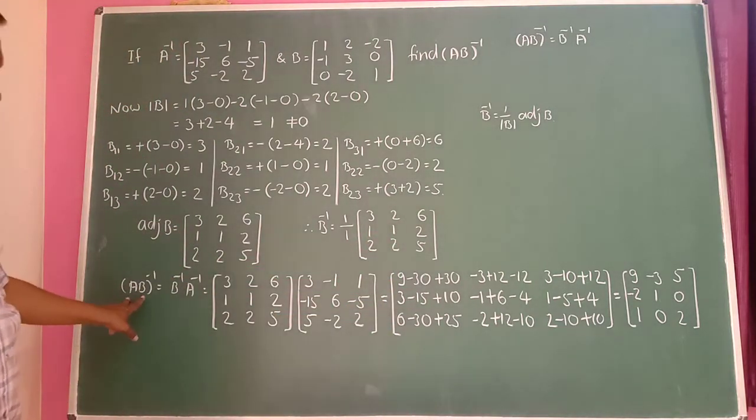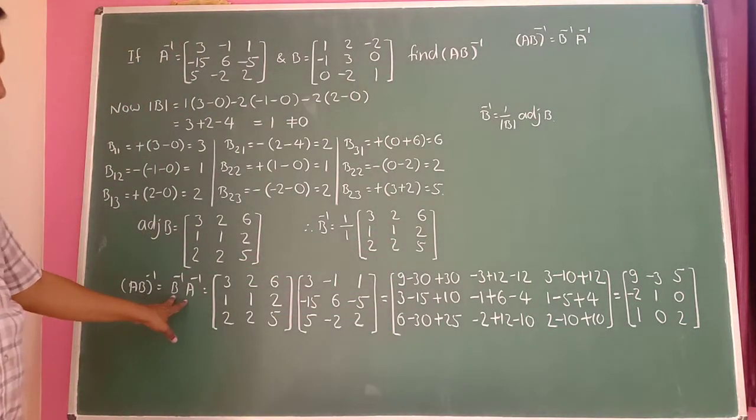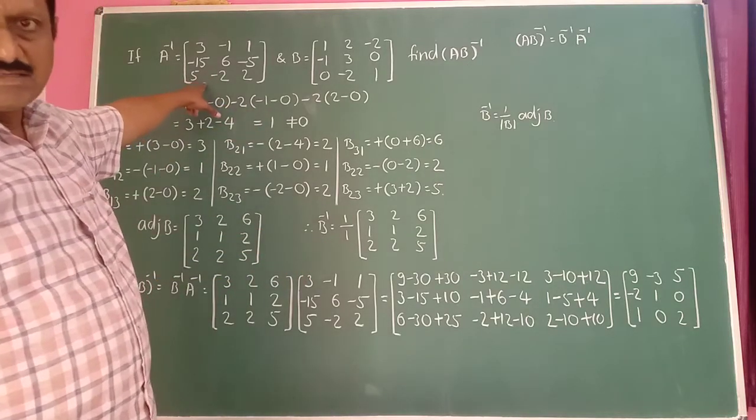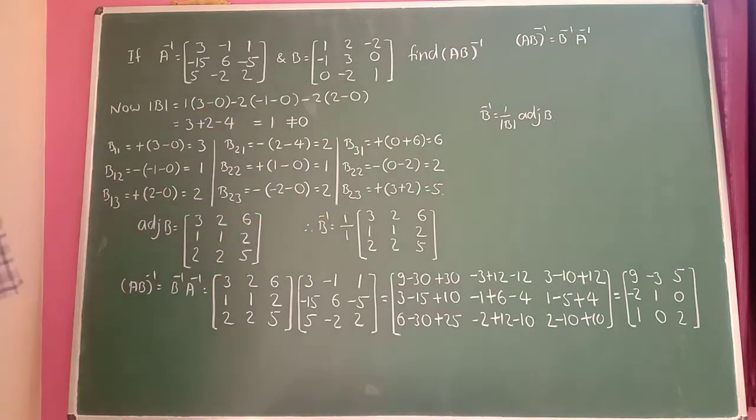Hence, (AB) inverse equals B inverse into A inverse. B inverse is this matrix here. A inverse is the given matrix here. Just multiply it, we get the answer.